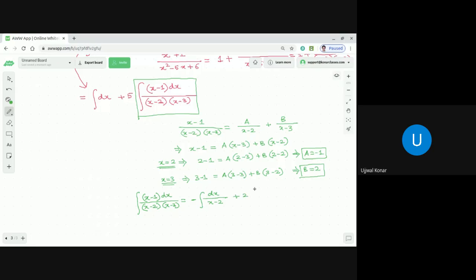Plus 2 into the integration dx by (x minus 3). Correct or not? So that value is equal to minus of ln of mod (x minus 2) plus 2 into ln of mod (x minus 3) plus 1 integrating constant C1. Correct? Where C1 is the integrating constant.